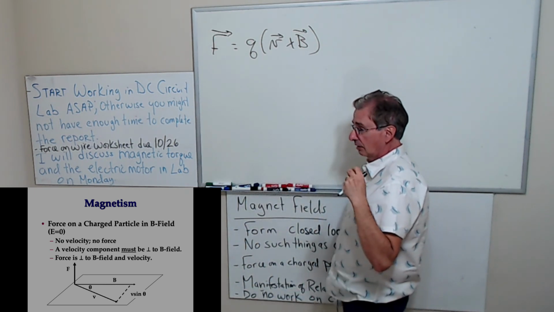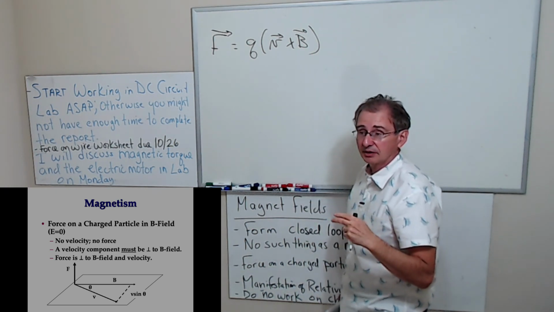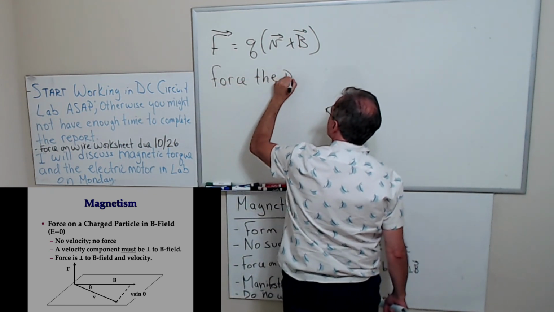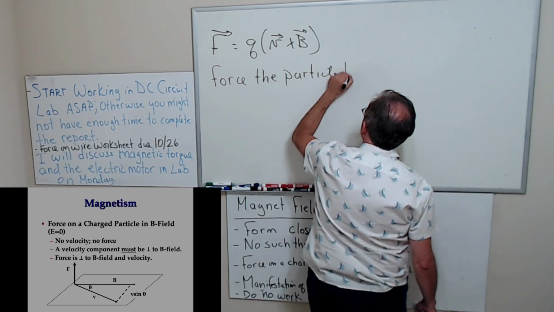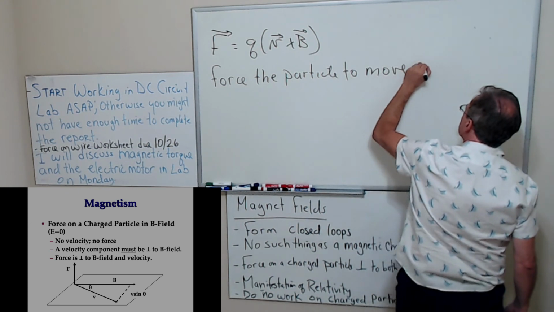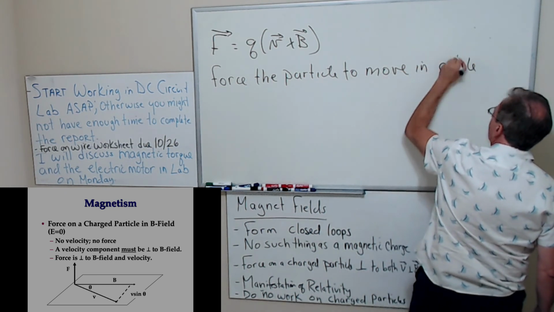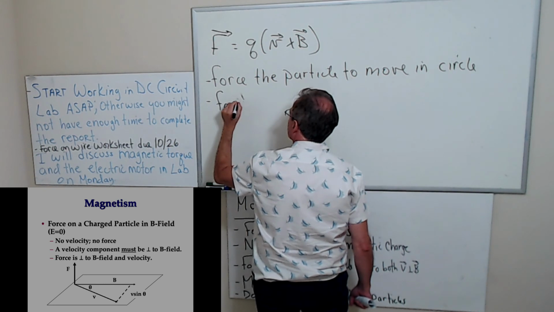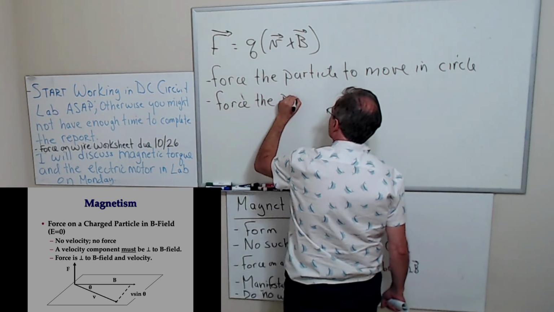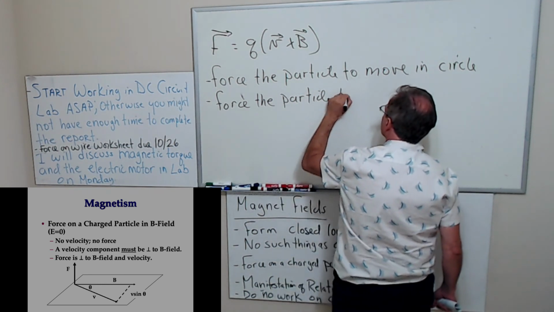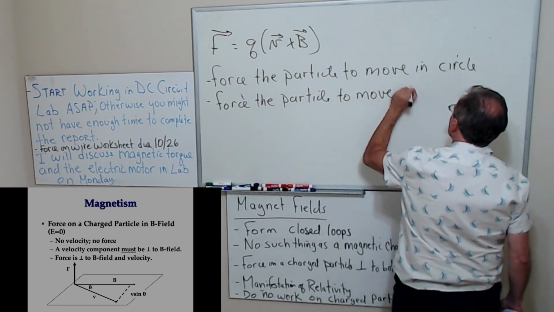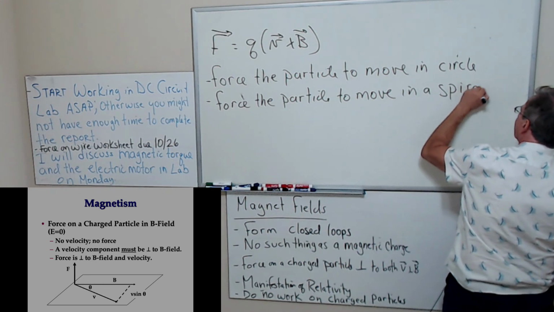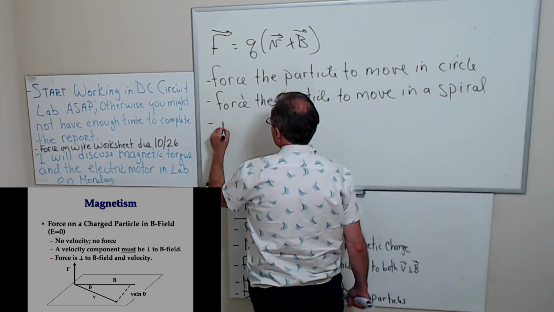And so, if you put a charged particle in a magnetic field, two things can happen. It can force the particle to move in a circle. Actually, it's three things, sorry. It can force the particle to move in a spiral. Or there will be no force at all.